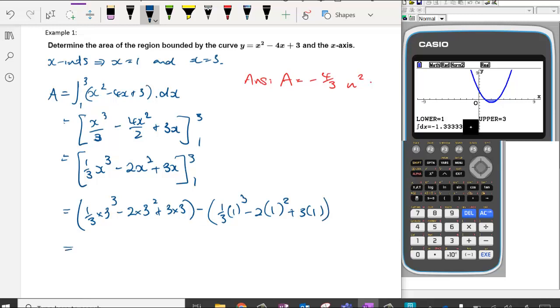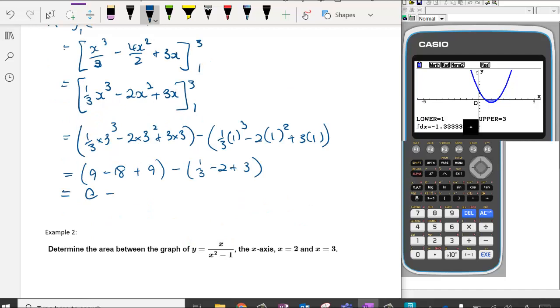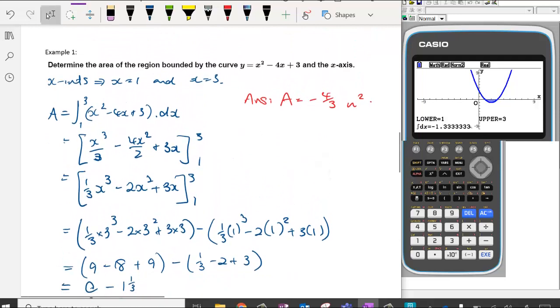So this is 1/3 of 27, which is 9. And we're subtracting 2 times 9, which is 18. And then we're adding 9. So this should end up being 0 in this bracket. And here we have 1/3 subtract 2 plus 3. So we have 0, subtract 1 and 1/3. And so our final answer is 4/3 or 1 and 1/3, which is what we would have expected based on our calculation at the start.